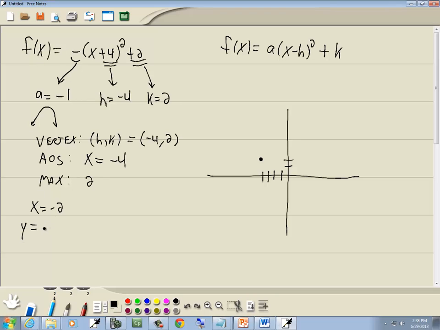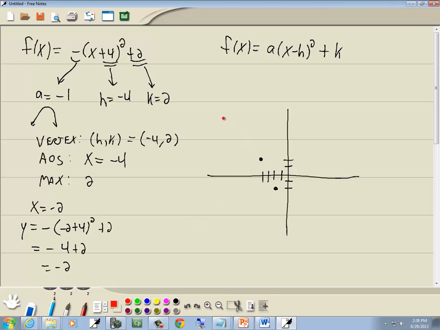So we've got y is equal to negative, and I'll put -2 in for x. So negative (-2 plus 4) squared plus 2. -2 plus 4 is 2, so that's 2 squared, which is 4, negative 4 plus 2, which gives us -2. So we've got the point (-2, -2).